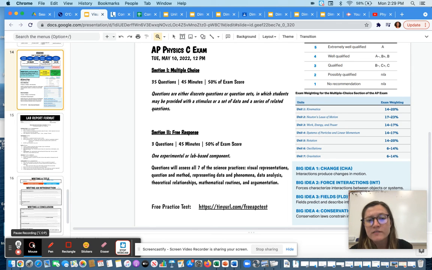One of those questions, similar to AP Physics 1, is a lab-based question in which students will either analyze lab data and then draw conclusions, or they'll design their own lab experiment. So most of the course is focused on lab and experimentation because it is a big part of the AP exam and also college science curriculum.